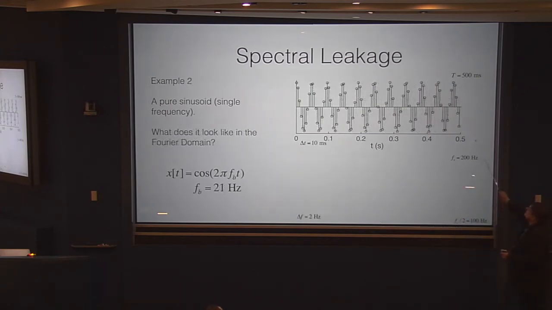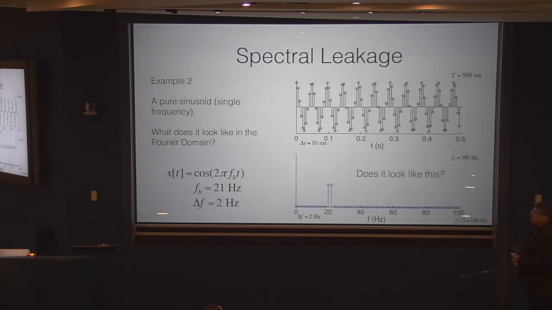However, when I change the frequency of the sinusoid to 21 hertz, 21 hertz isn't at 20 hertz or 22 hertz. It's not one of our options. And yet, I'm allowed to have the signal and take its Fourier transform. What happens?